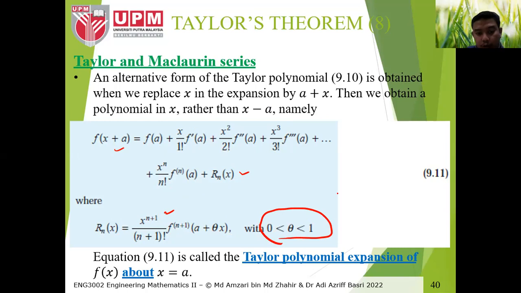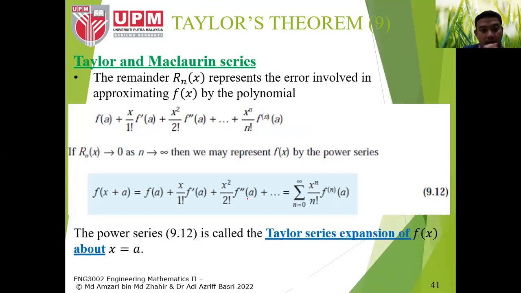So this equation we can call a Taylor polynomial expansion of f(x) about x equal to a. In terms of the remainder R_n, it can be represented by the error involved in approximating f(x) by the polynomial, which is f(a) plus x times 1 factorial f prime a and the rest, where R_n is equal to 0 when n goes to infinity.